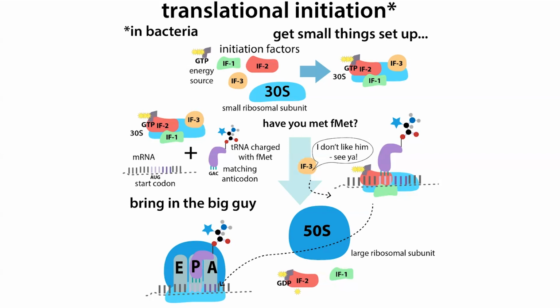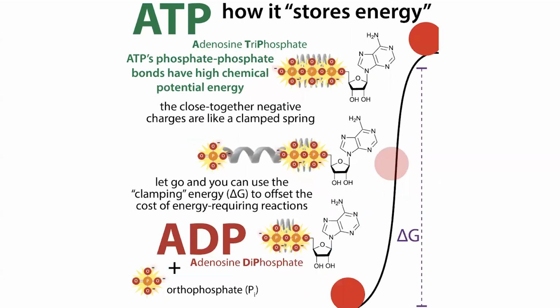Before we even get this translation going, we're going to be spending energy. Anytime you see GTP or ATP, this tells you that you're spending energy. We often talk about ATP as the universal cellular currency, but for translation, we actually use GTP. In both cases, what we're talking about is breaking what we call high energy bonds. They have high chemical potential energy. Just like the ball at the top of the hill has high potential energy, chemical bonds have high chemical potential energy.